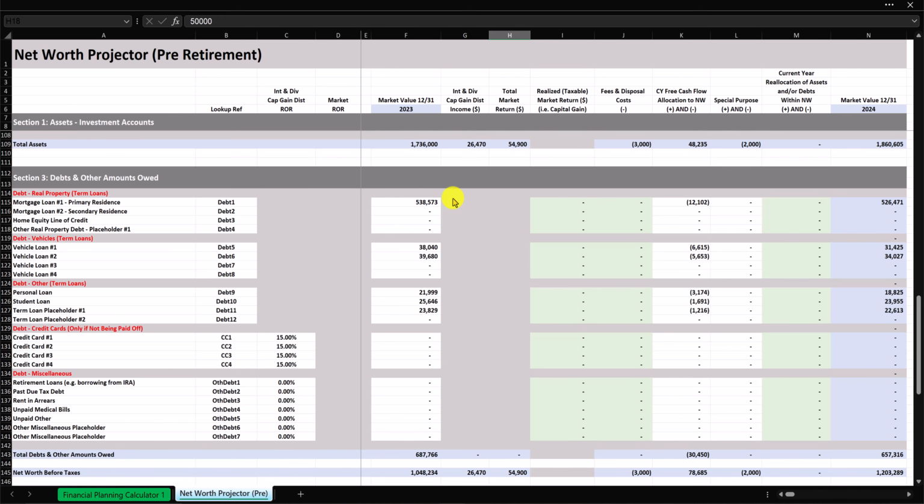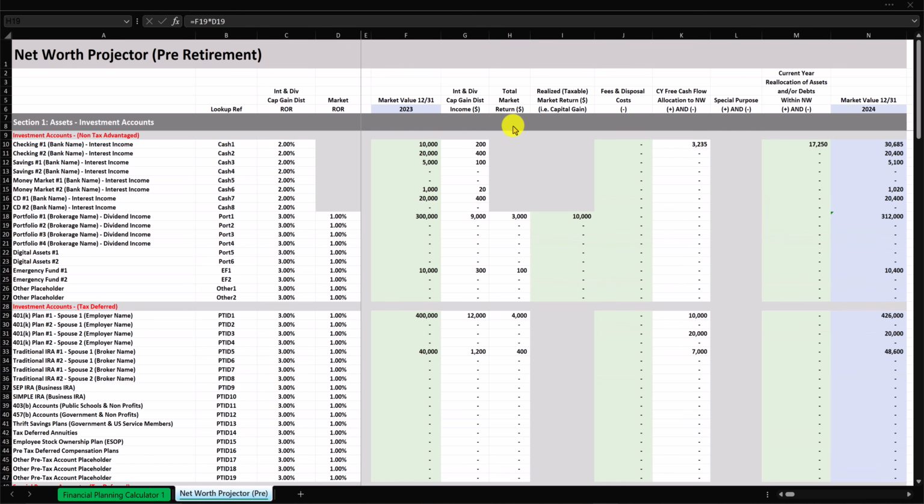With respect to interest that is being incurred on term debt, that is all handled within the amortization schedules, which we will set up, and the interest expense will be a subtraction in our after-tax cash flow calculation. So the only thing that I'm going to expect to appear on the net worth calculator related to these items is going to be the decrease in the principal balance, which is over here, and we will talk about that in just a little bit.